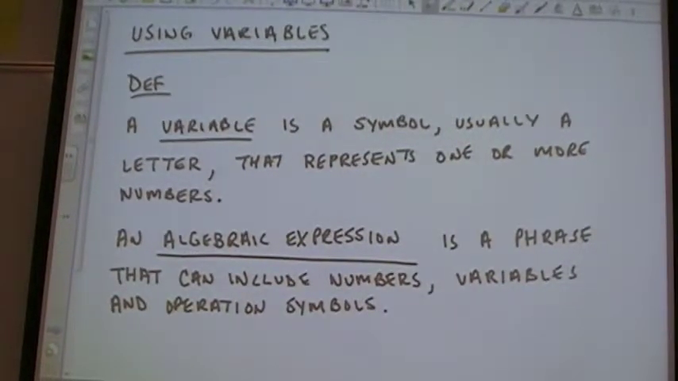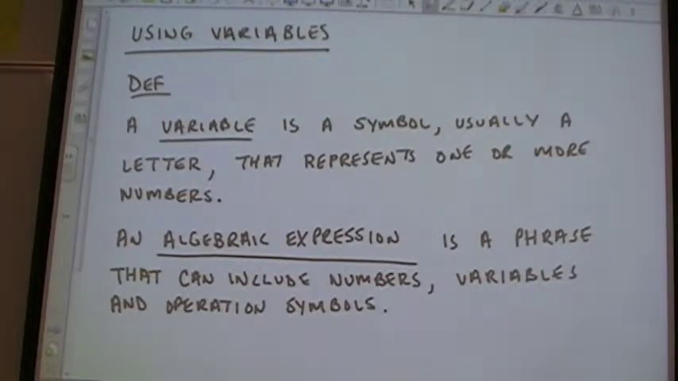All right, this section is using variables. We have two definitions up here you need to know. First one, variable. Variable is basically a letter. The variable we use most often in math is what? X, okay, but it can be any variable. A variable is a symbol, usually a letter, that represents one or more numbers. That variable is representing a number, okay? We have to figure out at times what that number is when you're solving equations.